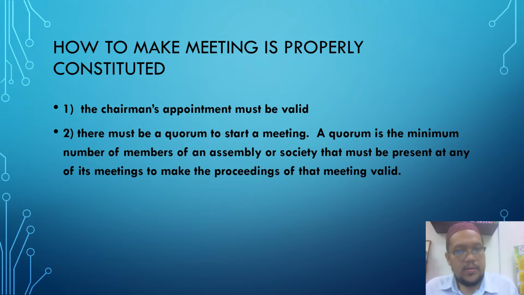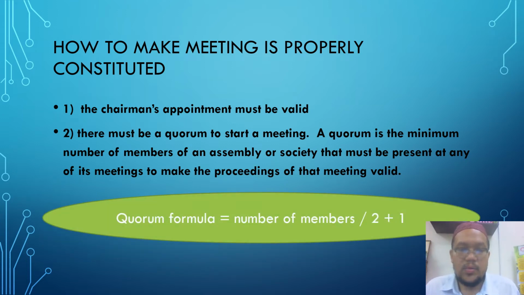To know the quorum, you must know the formula. This is the formula: number of members divided by 2, and you plus 1. For example, you have 10 members entitled to attend the meeting, so you divide by 2, which is 5, and you plus 1, which is 6. So when you have 6 members, then you can hold the meeting. If less than 6, the meeting is considered invalid and improperly constituted.